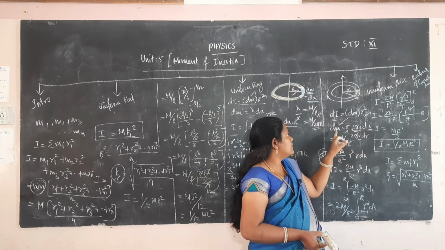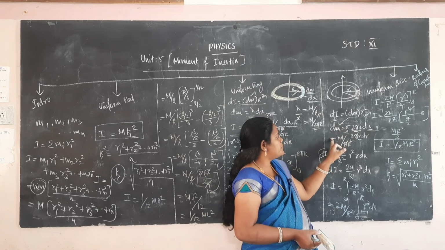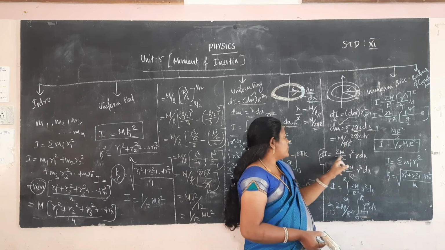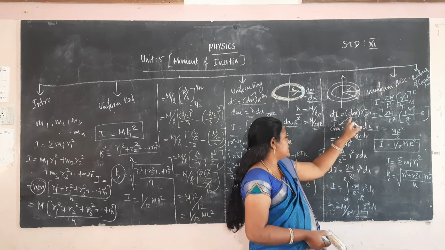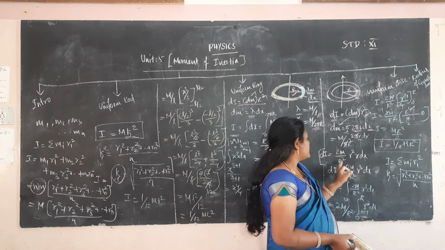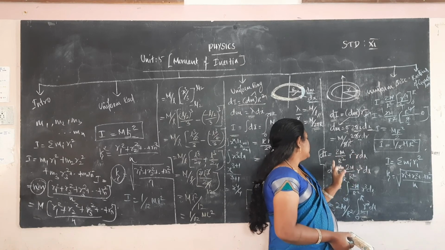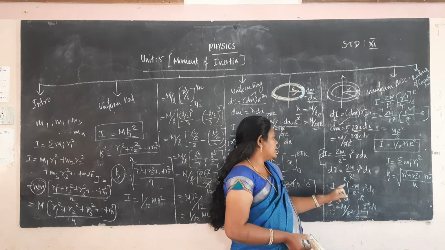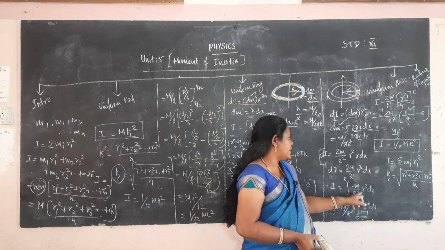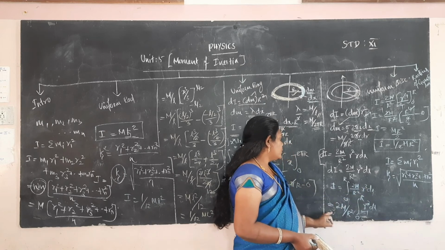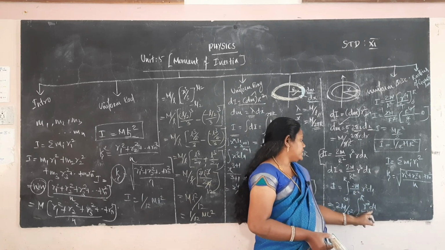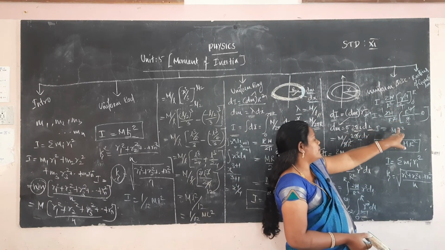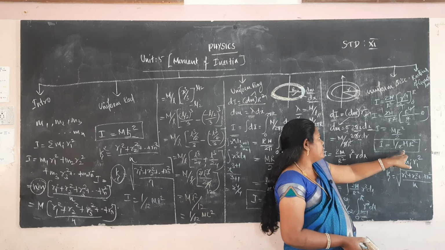Then sigma is mass per unit area, M by pi R square. Substituting in the equation, the pi cancels, and dm is 2M by R square into r into dr. Then dI is equal to 2M by R square into r cube into dr. And then I is equal to the integral from 0 to R of 2M by R square into r cube dr. So 2M by R square times the integral of r cube dr. The integral of r cube is r power 4 by 4. Substitute the upper limit and the lower limit and we easily get I is equal to 1 by 2 MR square.